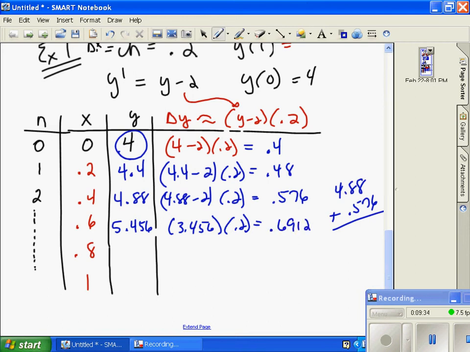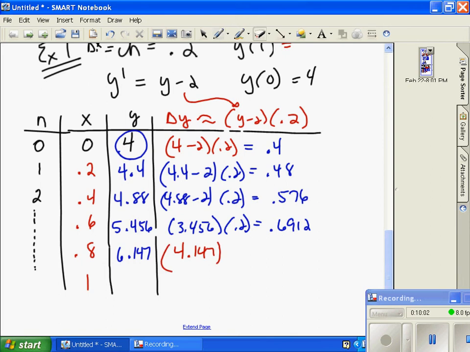And I add that, so you know where I'm getting that. I add 5.456 to 0.6912, and I got 6.147. So then I go back and subtract 2 from 6.147 because that is my y value. And so I get 4.147.